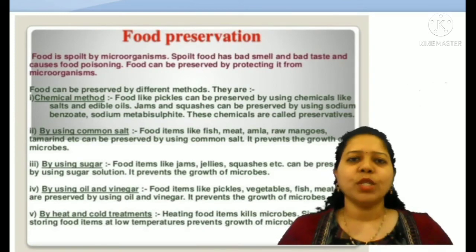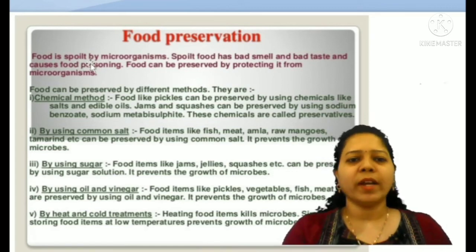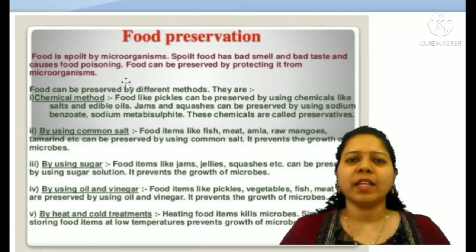Next, the most important thing we are going to see, food preservation. How to preserve the food and why to preserve the food. Food is spoiled by microorganisms. We know that in the summer season, food is spoiled very easily. Spoiled food has a bad smell and bad taste and causes food poisoning. Food can be preserved by protecting it from microorganisms. After spoiling, there is more possibility of food poisoning. That's why we need to preserve the food.